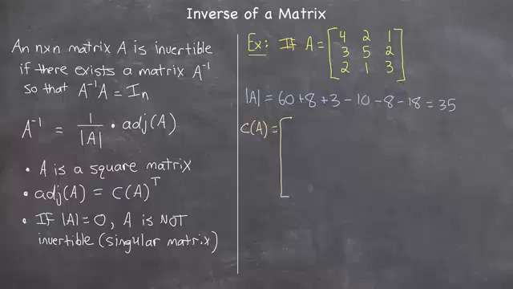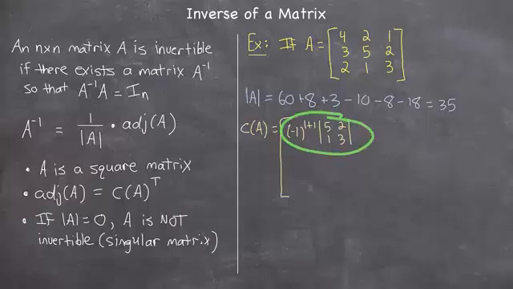I'm going to have to find the cofactor of all 9 elements of matrix A. Let's start with the element that's in row 1, column 1. To calculate its cofactor, I do negative 1 to the power of 1 plus 1. The exponent is always equal to the sum of the row and column indices of the element. And then that has to be multiplied by the minor of this element. And remember, the minor of an element is just the determinant of the submatrix we get when we eliminate the row and column that the element is in. So I now just have to find the determinant of that submatrix.